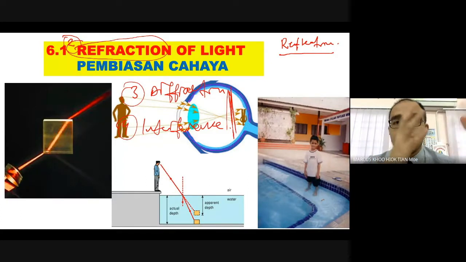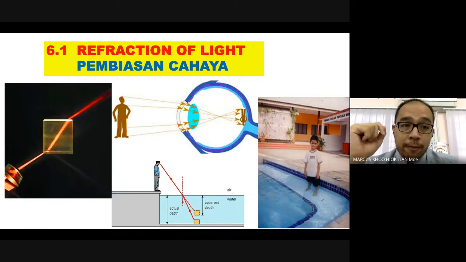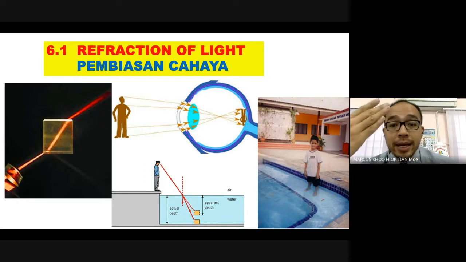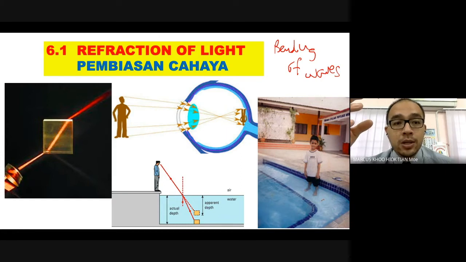We're going to look very specifically into this chapter, and we're going to begin by looking at the refraction of light. Now remember refraction. Refraction is the bending of waves. We change the direction, we bend the direction. The bending of waves happens because of the change in density.